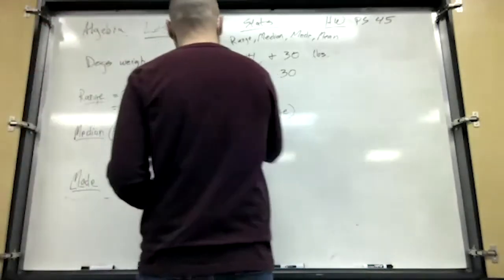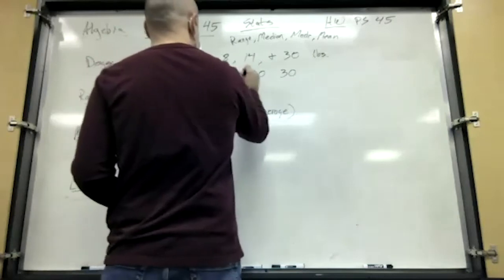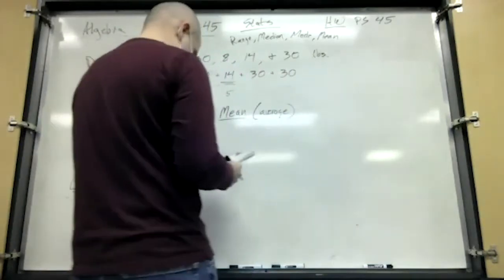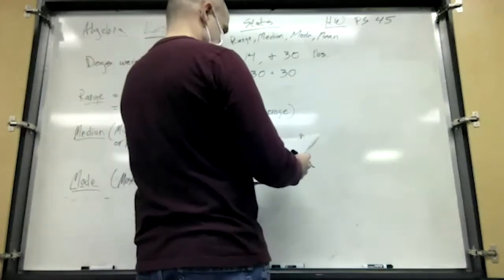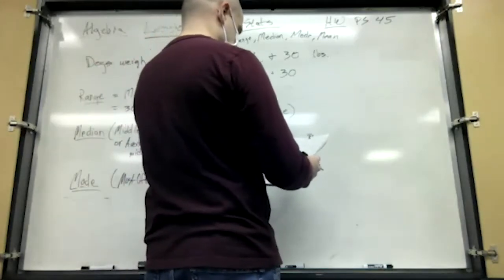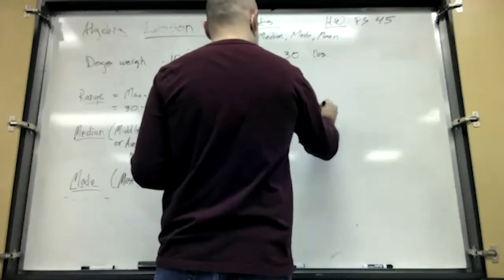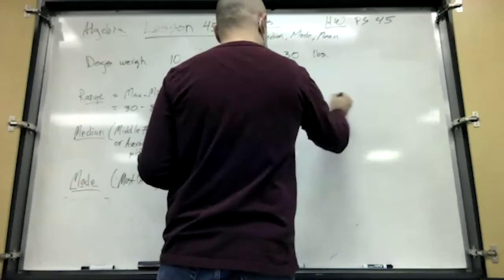So the mean, we're going to add them all up. Divide by number of numbers. So what is that? Looks like I didn't even answer the question. Oh, 18.4. So when you do that math, you get 18.4.